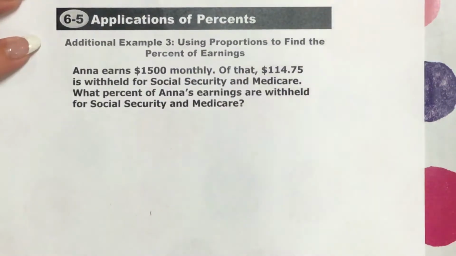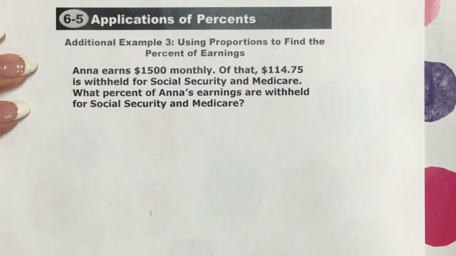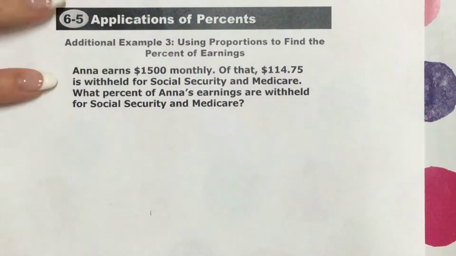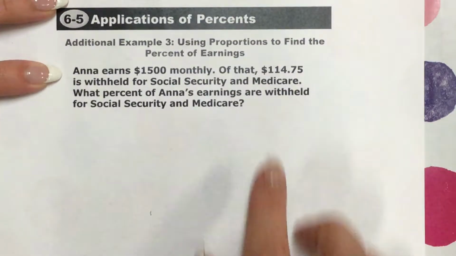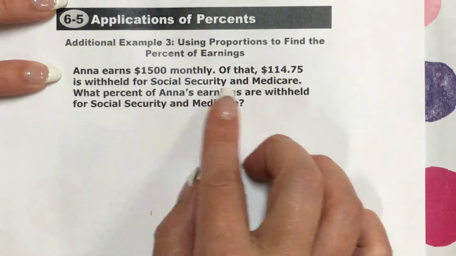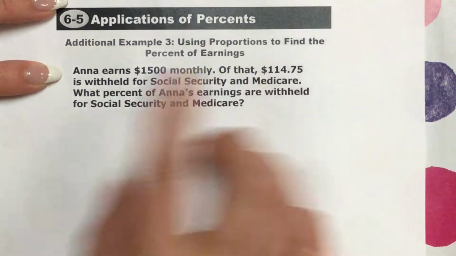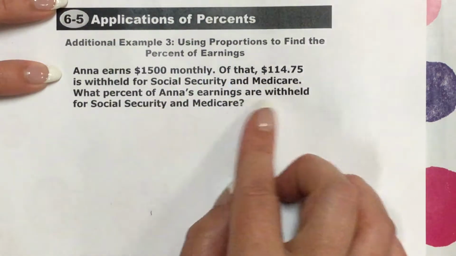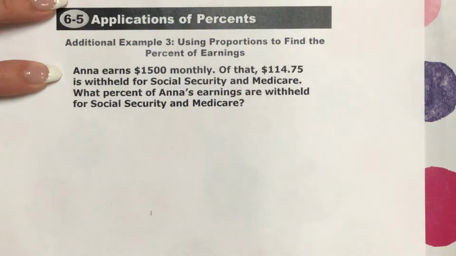All right, we are back discussing Chapter 6, Lesson 5, and looking at Example 3. This one states that Anna earns $1,500 monthly. Of that, $114.75 is withheld for Social Security and Medicare. What percent of Anna's earnings are withheld for Social Security and Medicare?